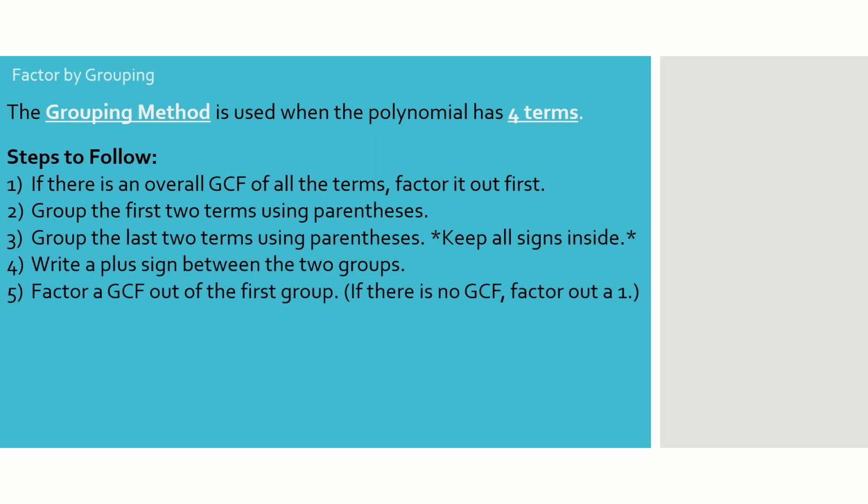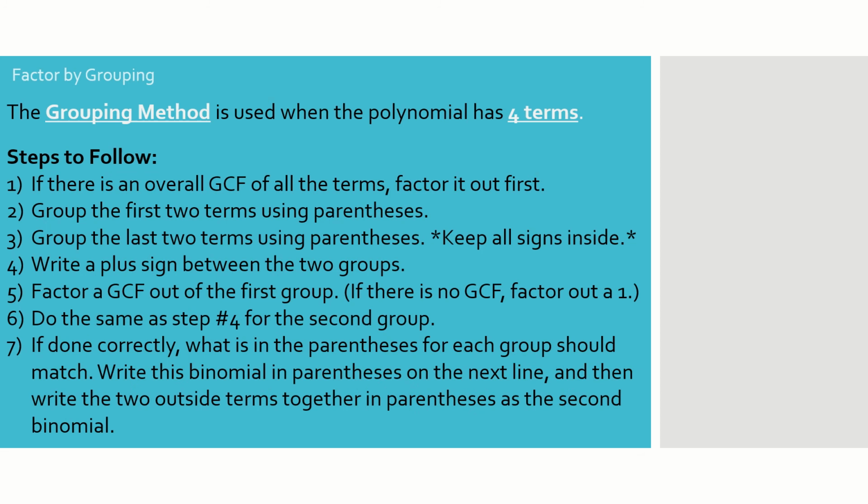Then we're going to look at each group individually. So we're going to take a look at that first group of 2 terms we put in parentheses. We're going to see, is there a GCF that we can factor out of that group? If there's no GCF, we must factor something out. So that's the case where we would actually factor out a 1. In the past, we haven't done that. Then we're going to do the same step for the second group of terms. Find the GCF and factor that out.